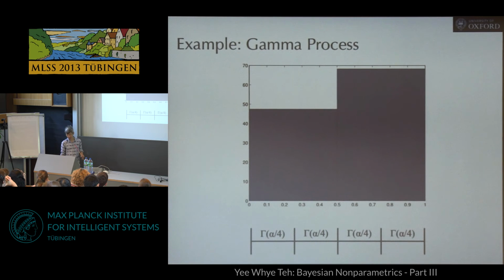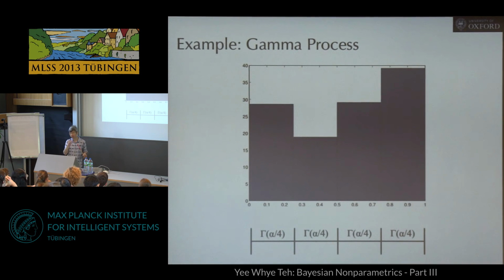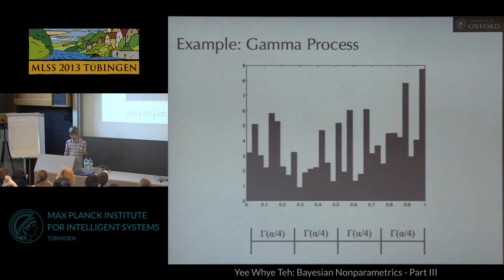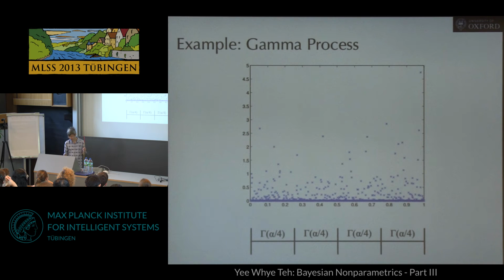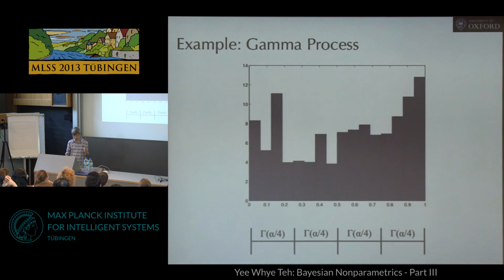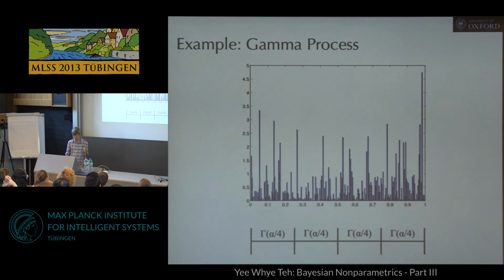We can just keep on chopping the interval into smaller and smaller intervals, and we're going to get something which looks like a Dirichlet process, like what we saw with the Dirichlet process.